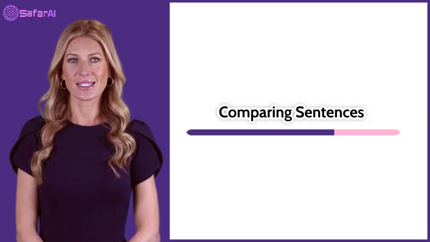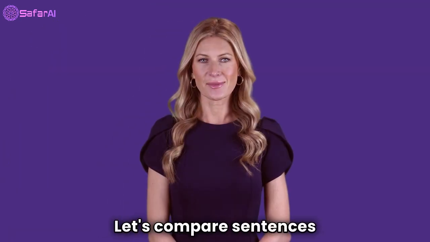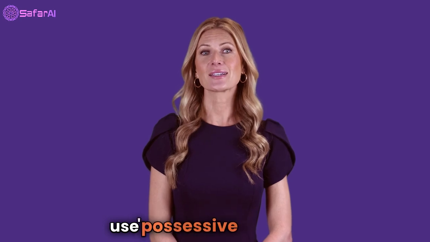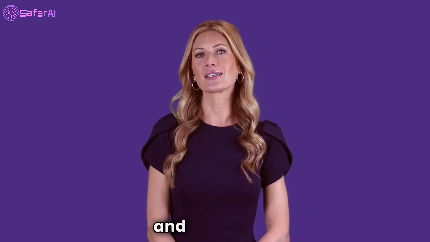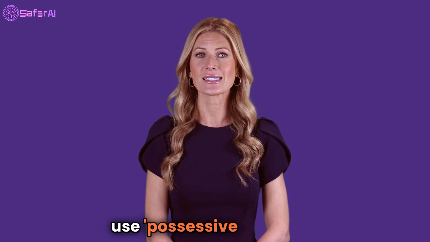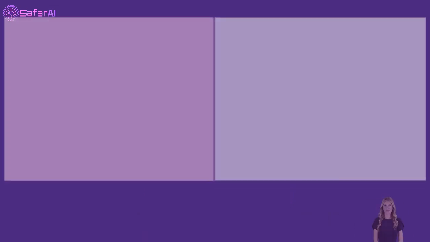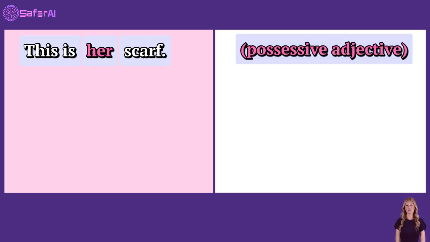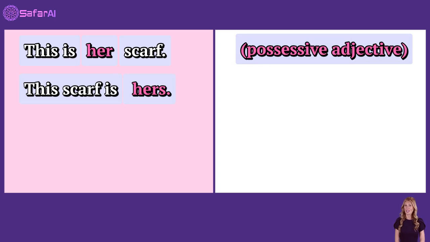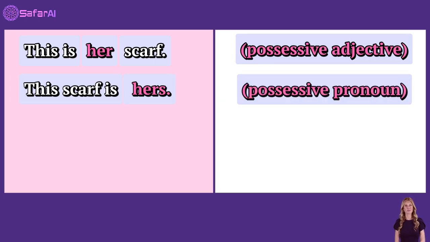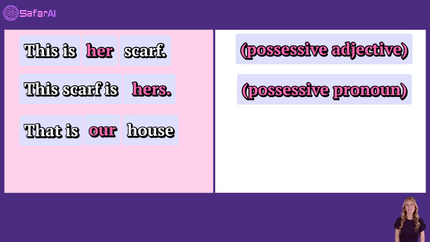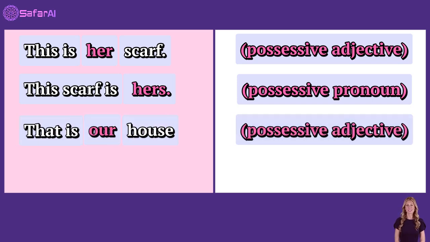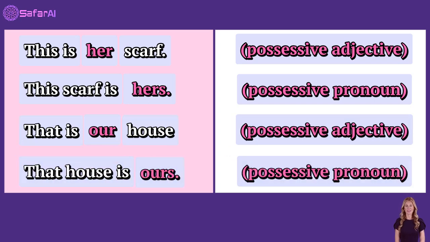Comparing sentences. Let's compare sentences that use a possessive adjective and sentences that use a possessive pronoun. This is her scarf. Possessive adjective. This scarf is hers. Possessive pronoun. That is our house. Possessive adjective. That house is ours. Possessive pronoun.